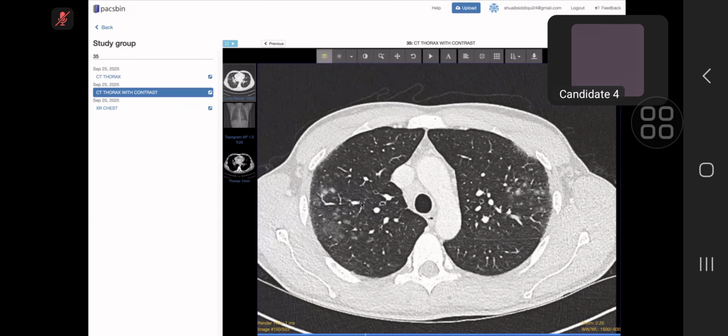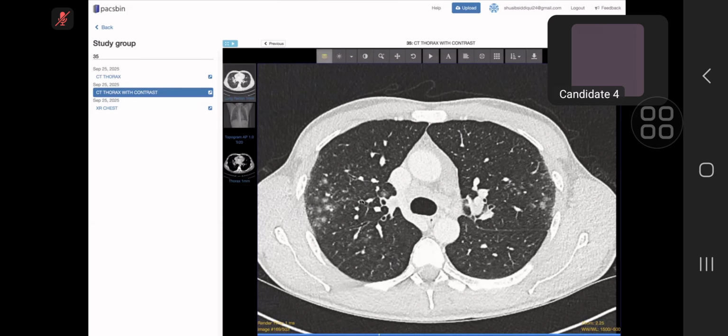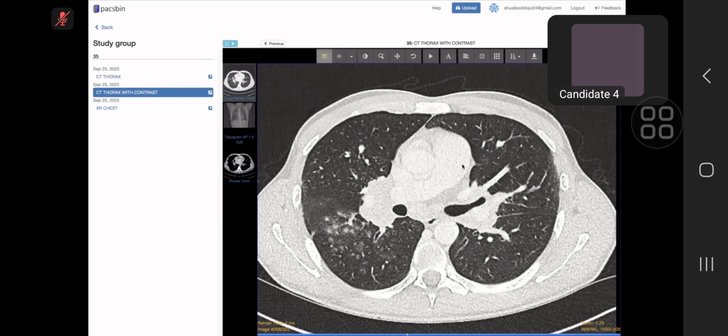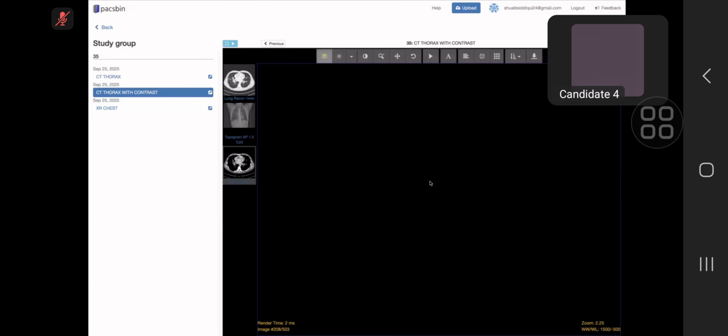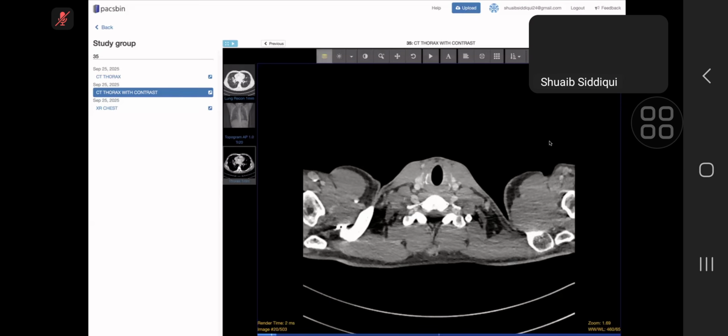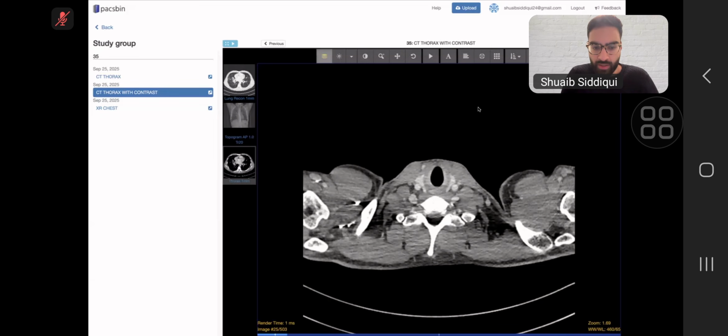And seeing the tree-in-bud opacification, I would also like to see the soft tissue window images to look for the lymph nodes, because I saw the prominent hila on the X-ray. So I'll scroll through this one for you. Okay, please stop scrolling. Thank you.